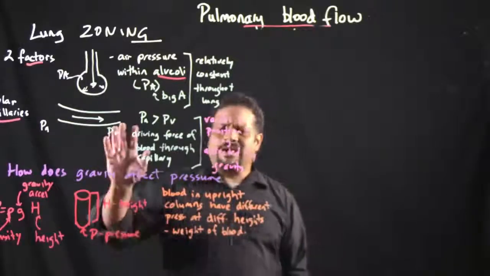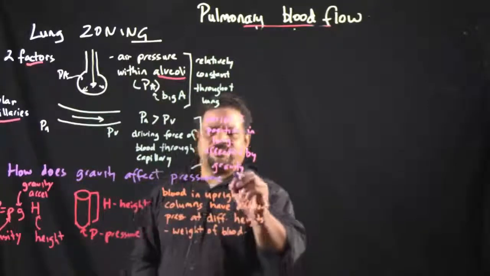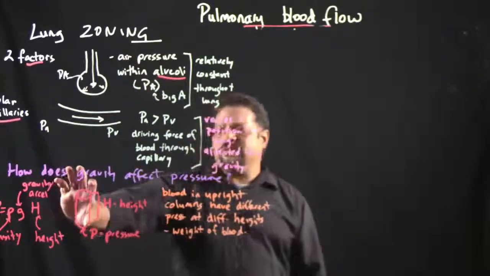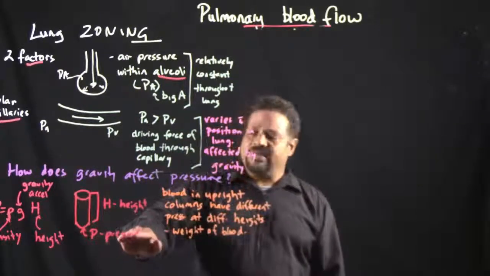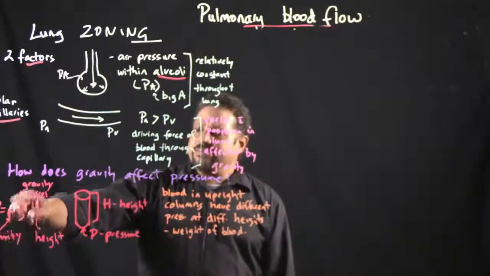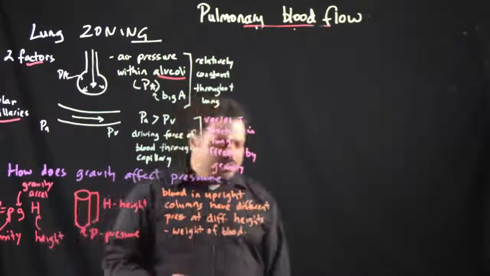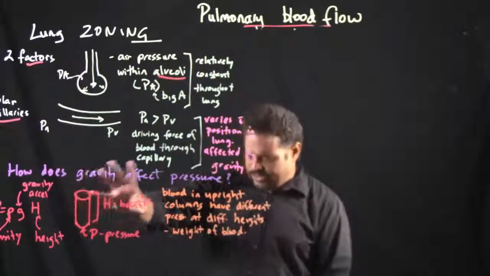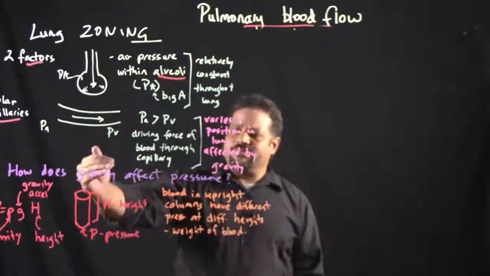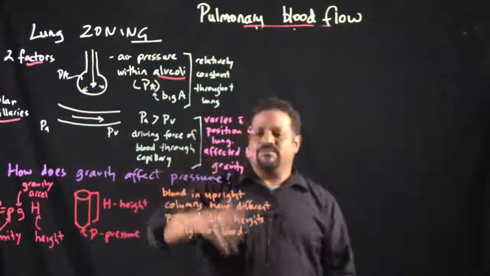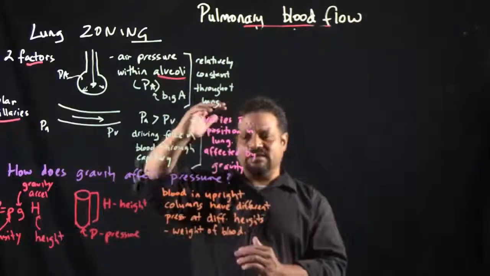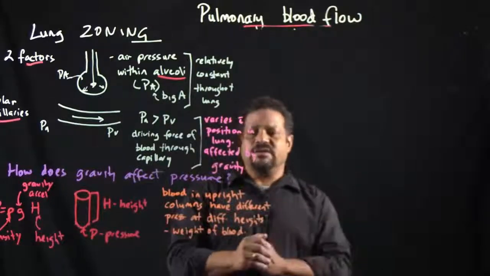So the question is, how does gravity affect the pressure? Well, let's look at this column. This is a column of blood of a certain height, and we've got some pressure in it. The equation that relates here is that the pressure is related to the density, by the gravitational acceleration, by the height. You don't have to know that equation, but it basically shows how gravity affects the pressure. The blood in that upright column has different pressures at different heights, and that's just due to the weight of the blood. So the take-home story is that the weight of the blood in different parts of the lungs will cause the blood pressure in different parts of the lungs to be different.